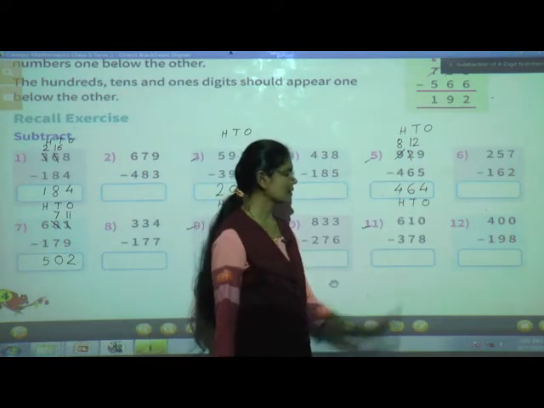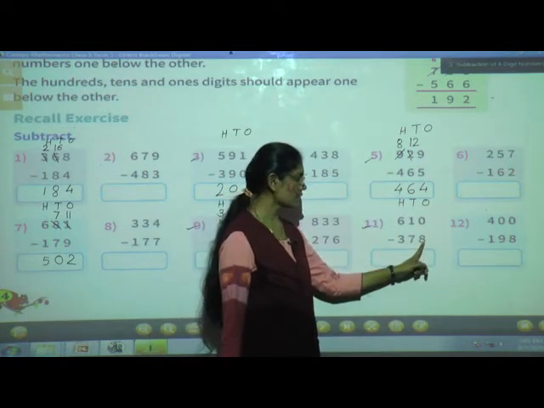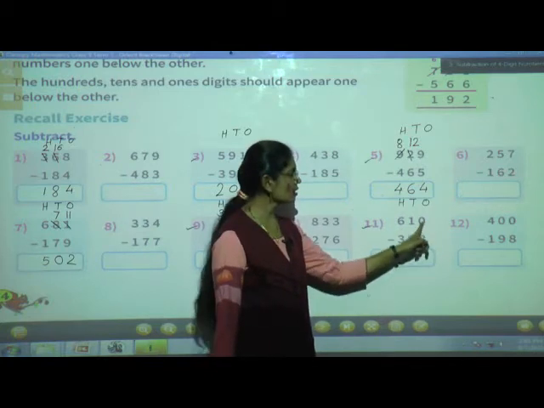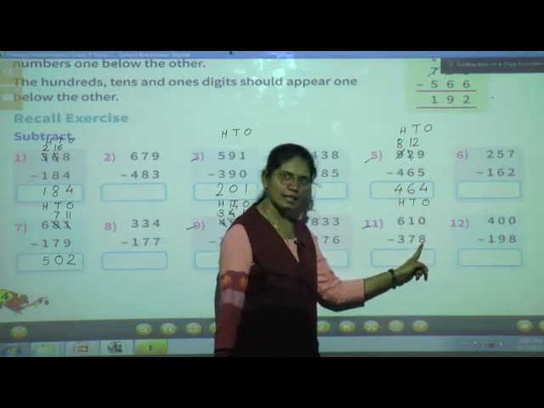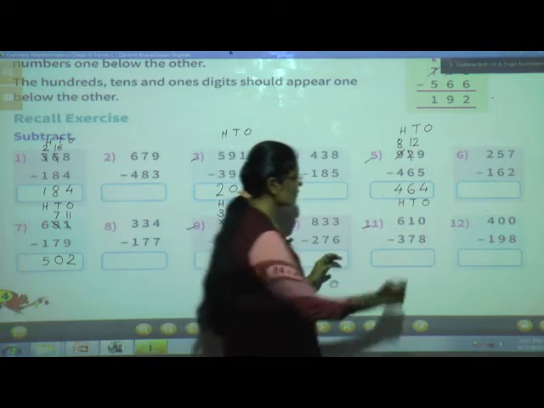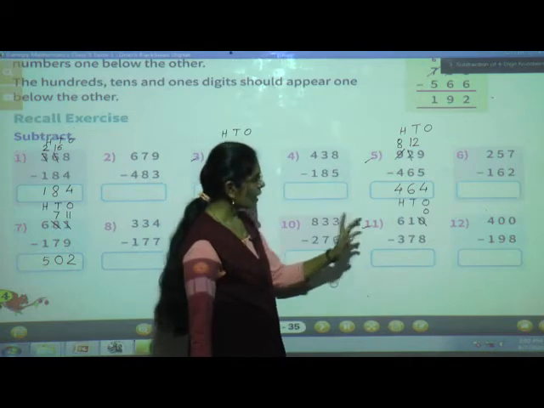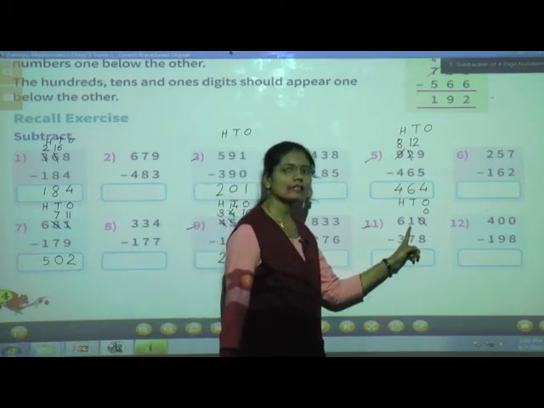See the ones place. Here 0 is there and here 8 is there. 0 minus 8 we can't do. Why? Because 0 is smaller than 8. So what we will do? Just we will cut this 0 and we will write here 0 as it is. And then we will go to the neighbors.